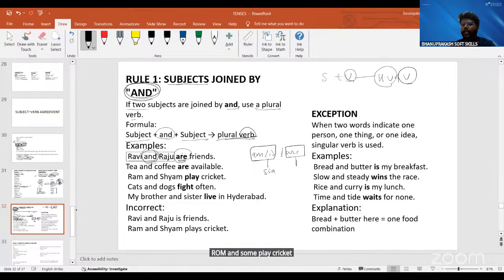Cats and dogs fight often. My brother and sister live in Hyderabad. We can't say my brother and sister lives in Hyderabad. Okay. My brother lives in Hyderabad is correct.